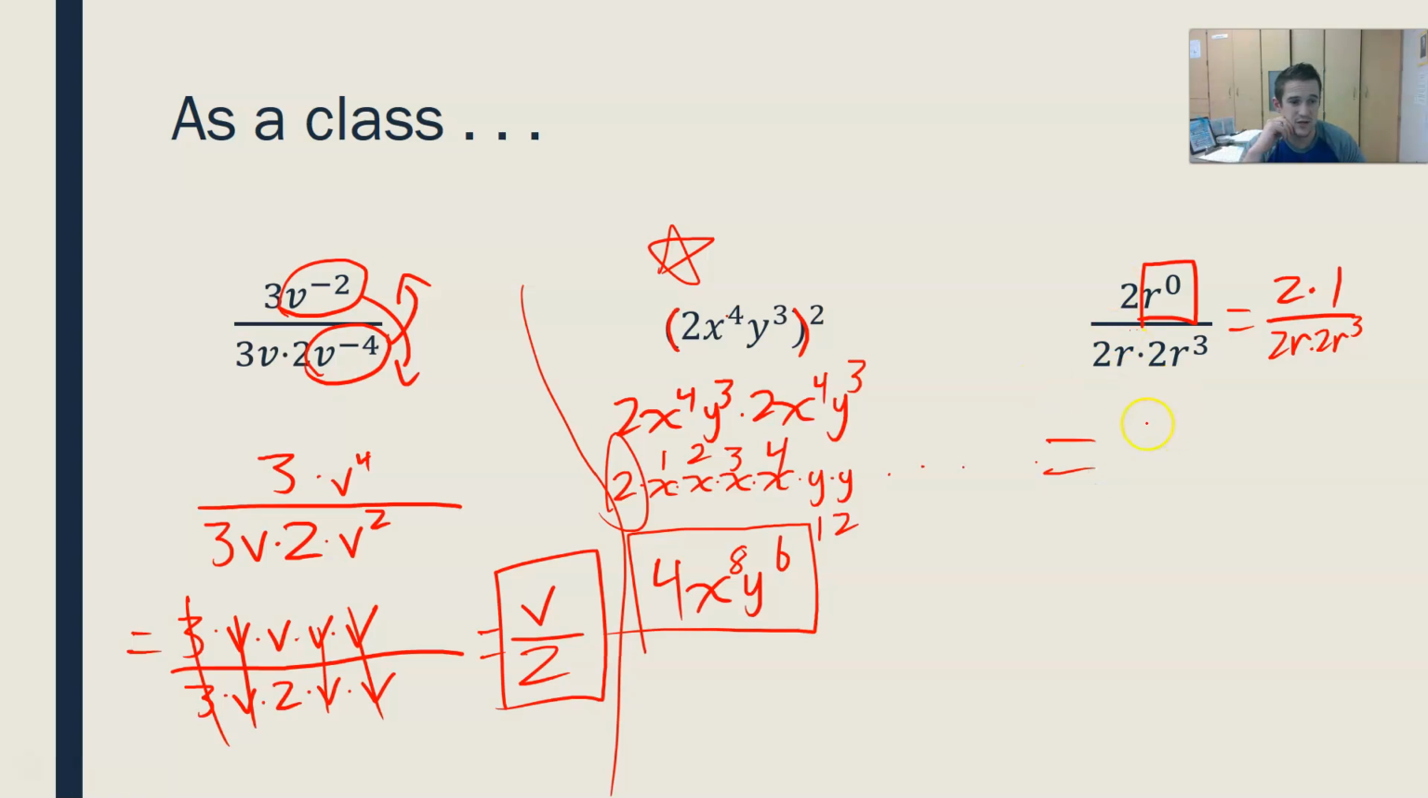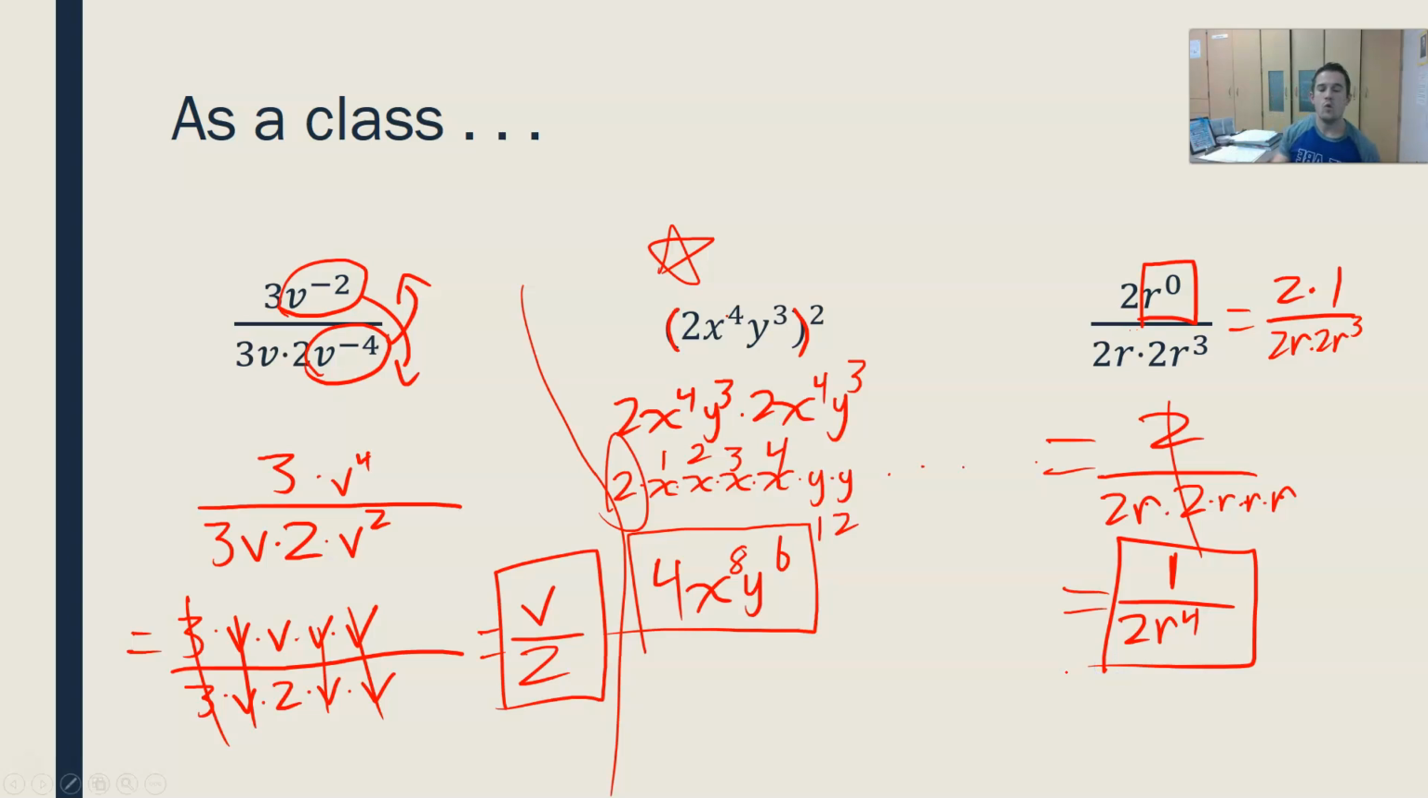Well, that's nice. 2 times 1 is just 2, so I have 2 over 2r times 2, and then r cubed is r times r times r. Anything that can cancel out in the top and in the bottom? Some 2's can. So when everything cancels out in the top, I'm left with just 1 in the top. And on the bottom, I have 2, and then 1, 2, 3, 4 r's, so 2r to the 4th. 1 over 2r to the 4th.